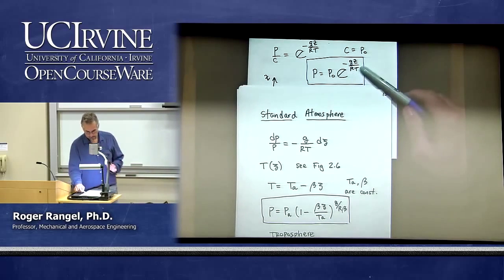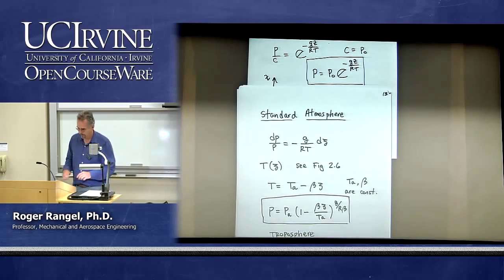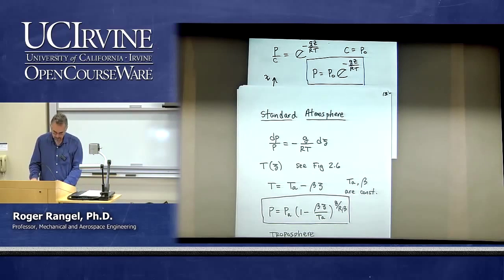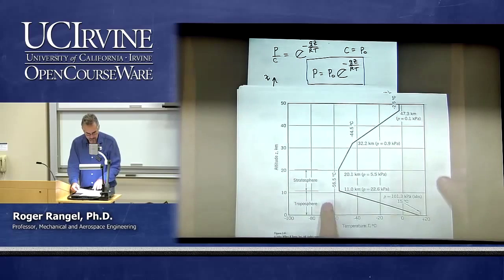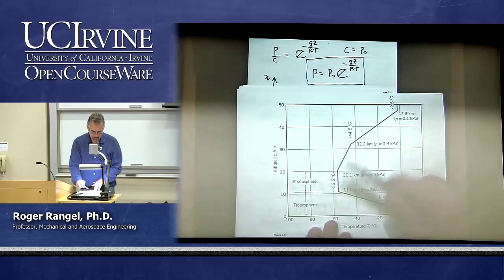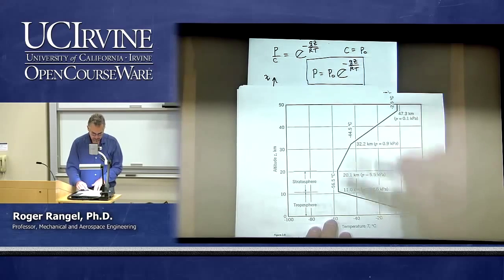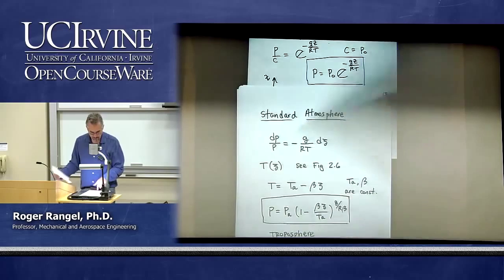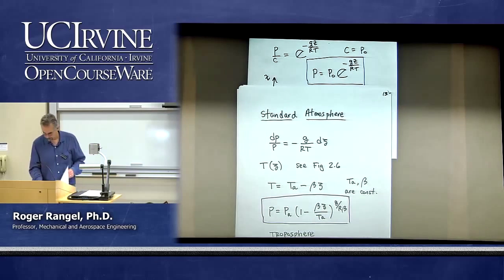Constant temperature is the simplest case. Linear variation of temperature is the more reasonable case for the troposphere. As you can see, if you're doing the calculation in the stratosphere, then the temperature is more or less constant. So you can use this model of a constant temperature for the stratosphere, but you would use this model for the troposphere.